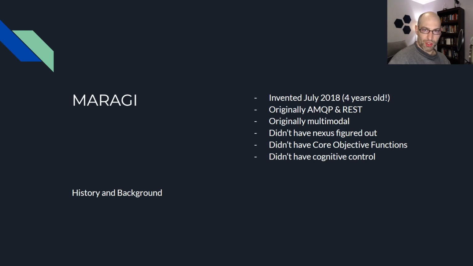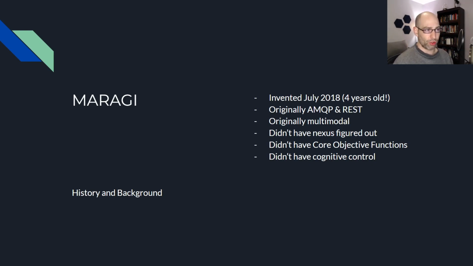Maragi, I invented it in July 2018. I went and found my original diagrams. So it is 4 years old this month. Some of the original experiments I did were with AMQP, which is Advanced Message Queue Protocol. It is a way to have computer components talk to each other very fast. And then I also experimented with REST. I've settled on REST because it doesn't require a broker. AMQP requires a broker, but REST allows things to talk directly with each other.